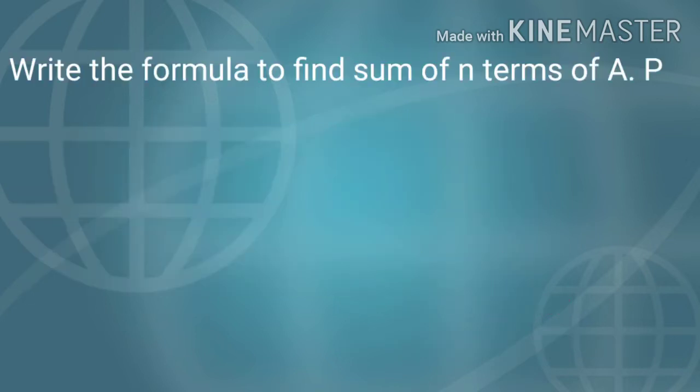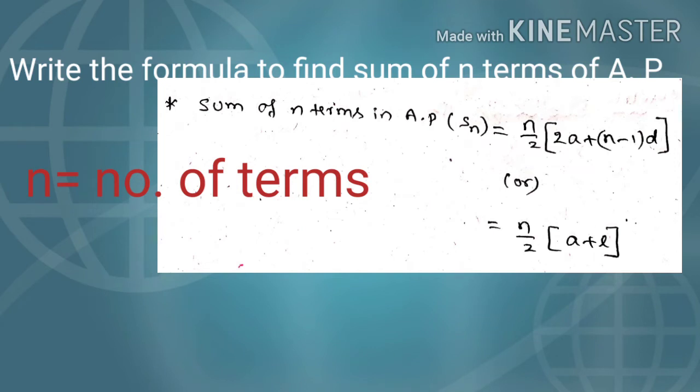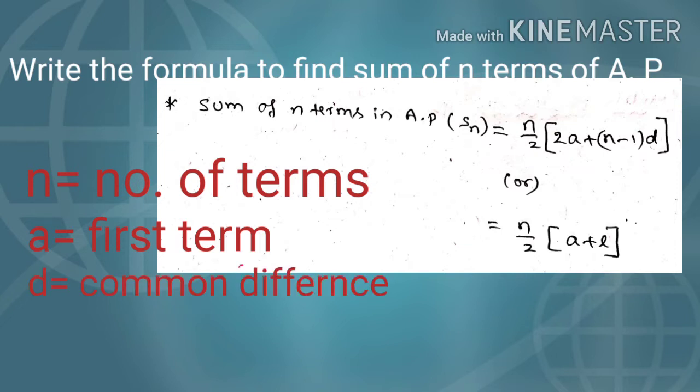And the next formula: write the formula to find out the sum of n terms of AP. Sn is equal to n by 2 into (2a plus (n minus 1) into d). Here n is equal to the number of terms, a is equal to the first term, d is equal to the common difference, and l value is equal to the last term.